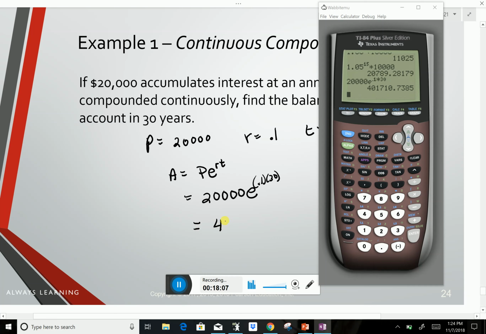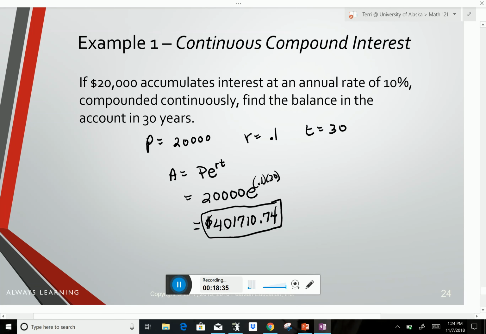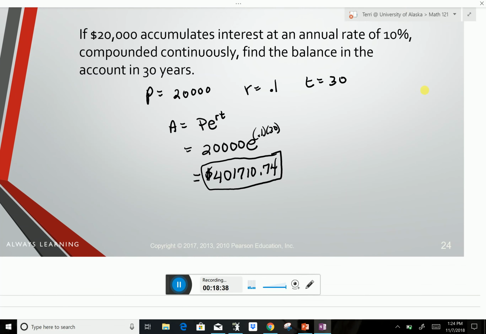So that's a lot of money. Good luck finding something like that, but you know. So you would end up with $401,710. Boy, I cannot talk today. And 74 cents is what you would have in that account at the end of 30 years. That's a long time to leave something in an account.